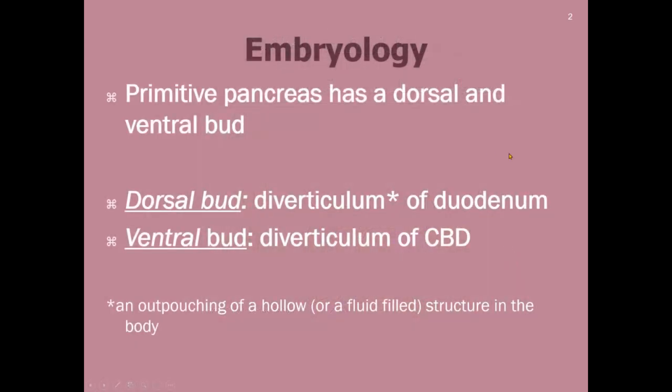Some embryology about the pancreas. The primitive pancreas, so in utero, has a dorsal and a ventral bud. Dorsal bud is a diverticulum of the duodenum. So diverticulum means an outpouching of a hollow or fluid-filled structure in the body. So the dorsal bud is part of the duodenum, and the ventral bud is a diverticulum of the CBD.